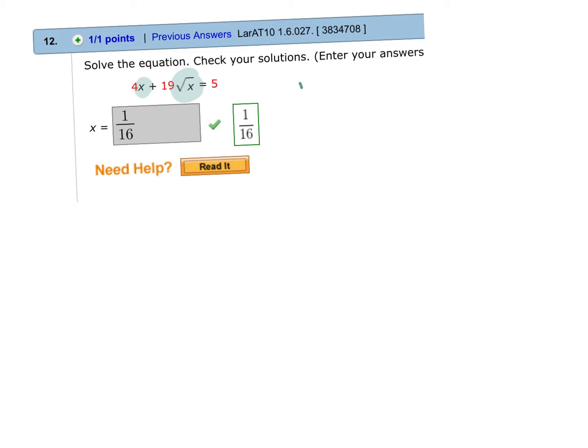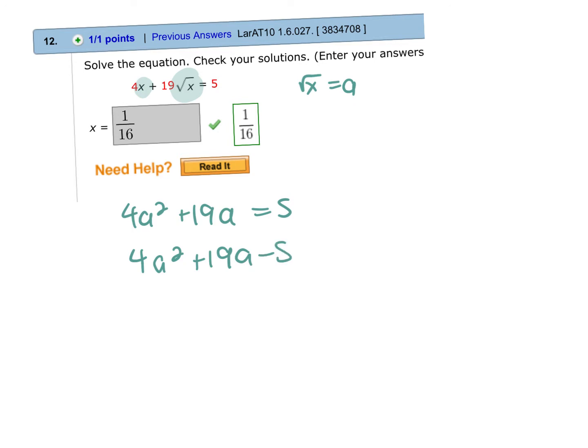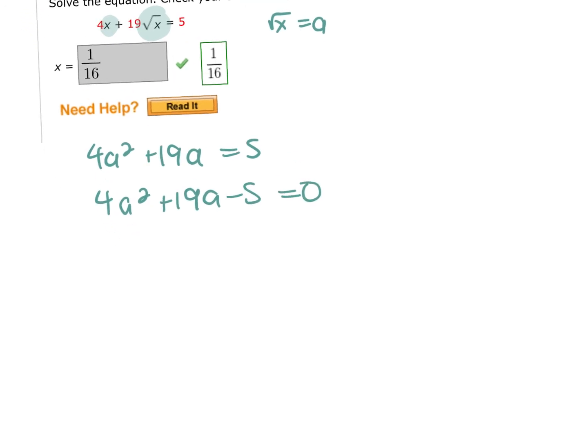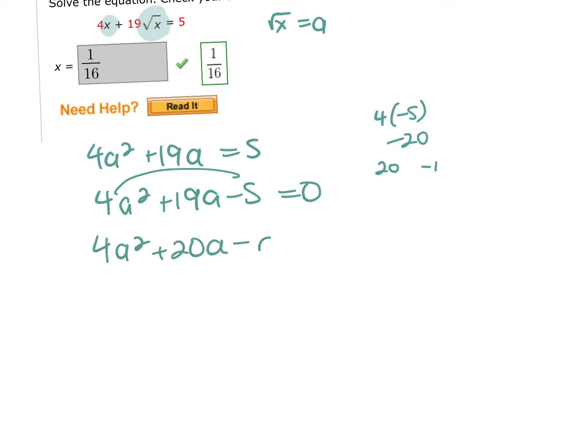Okay. So this is the one where this is the square root of this, right? So I can use substitution. Square root of x becomes my a, and this is 4a squared plus 19a equals 5. 4a squared plus 19a minus 5 equals 0. And then I do first and last. 4 times negative 5 is negative 20. Factors of negative 20 that sum to positive 19: 20 and negative 1. Replace your middle term with them. And then factor by grouping.